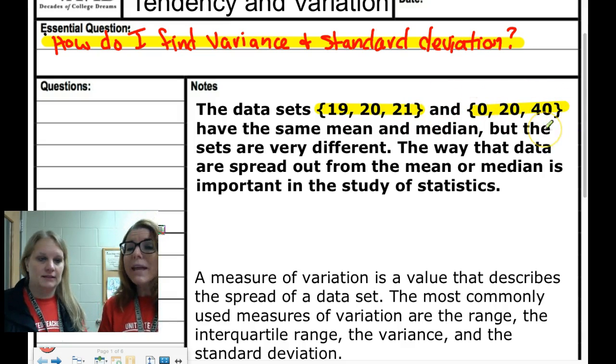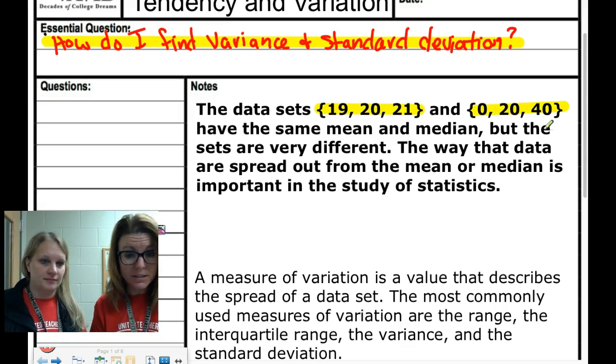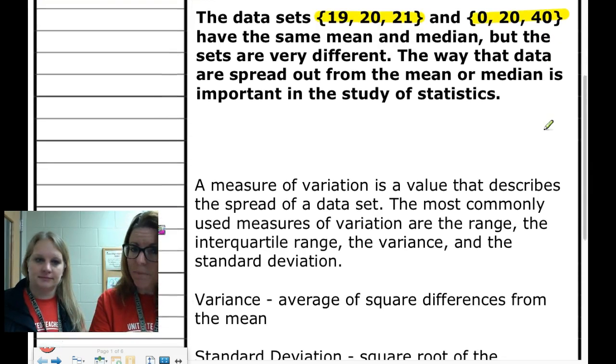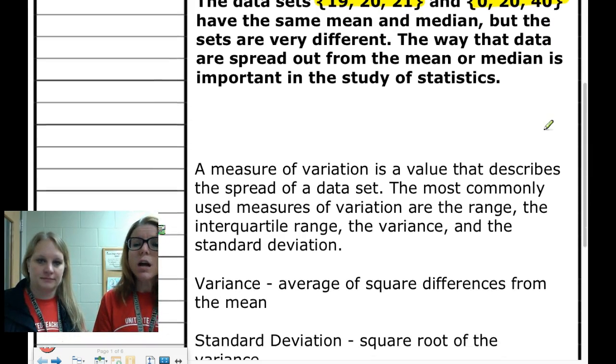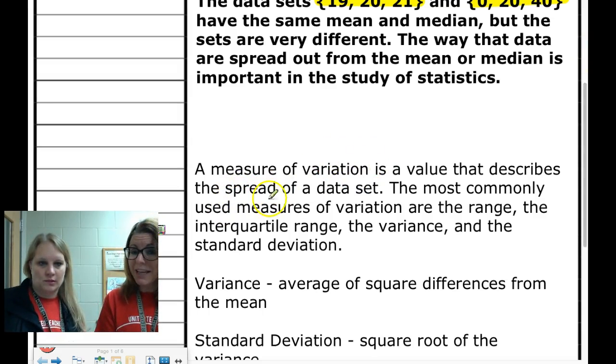The way that data are spread out from the mean or median is very, very important in the study of statistics. And what that's going to show, and then we'll come back to this, is a measure of variation. It's a value that describes how spread out the data is. So let's highlight a few things. The most commonly used measures of variation are range, interquartile range, which we talked about, variance, and standard deviation.